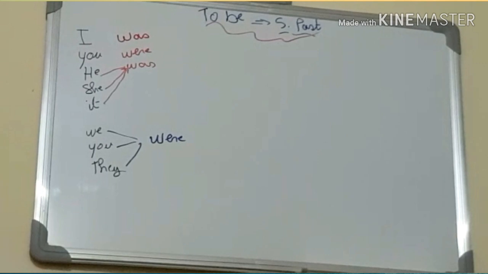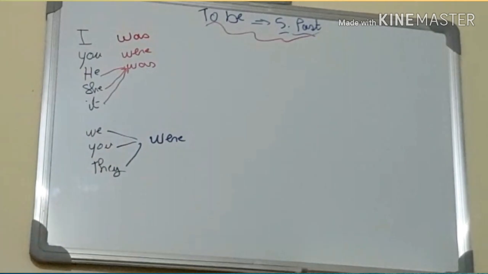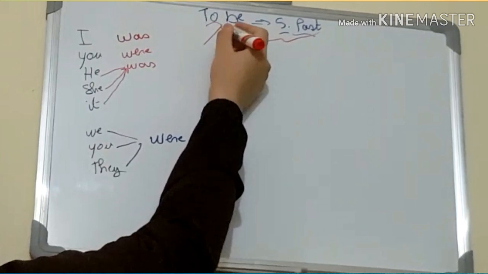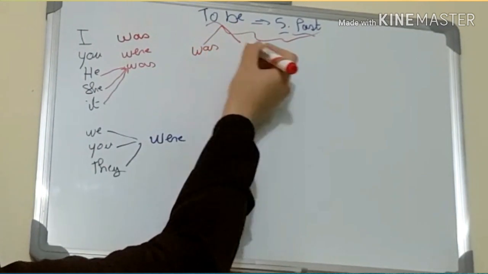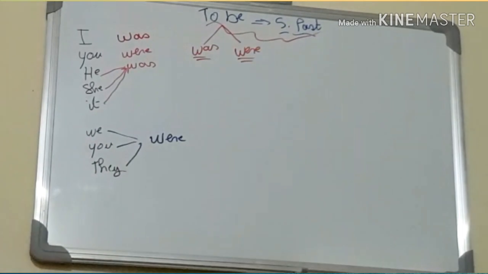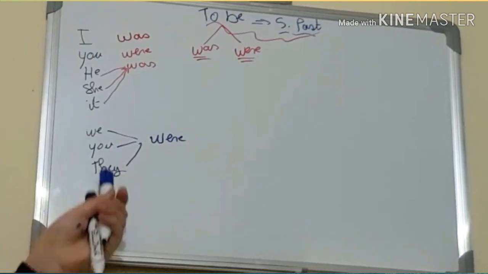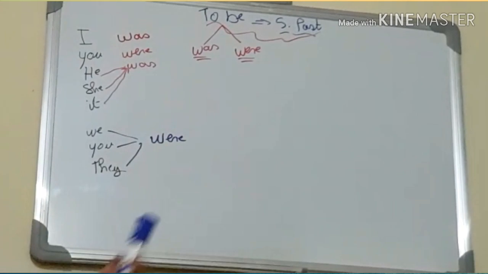Okay, so as you see, we have just two forms. We have just two forms of the verb to be in the simple past. عندنا جوج ديال لي فورم ديال to be في simple past. Was and were. So it is just so easy. Okay? Now we will see the negative form of to be in simple past. هنا شفنا الaffirmative form يعني إيجابي، هنا غادي نشوفو negative form.